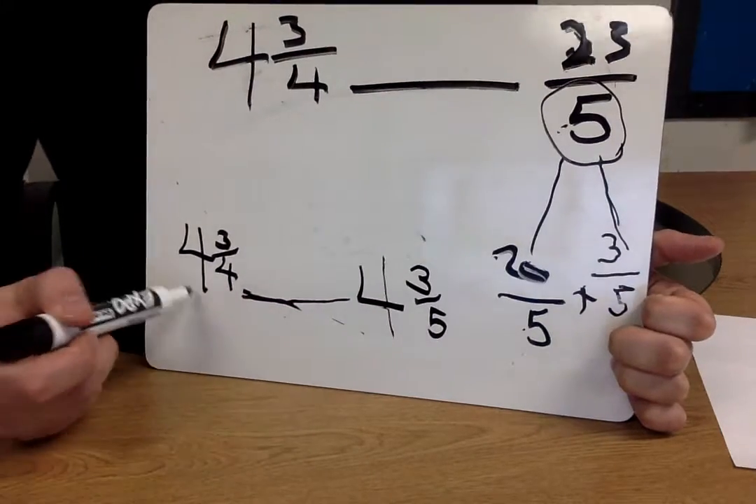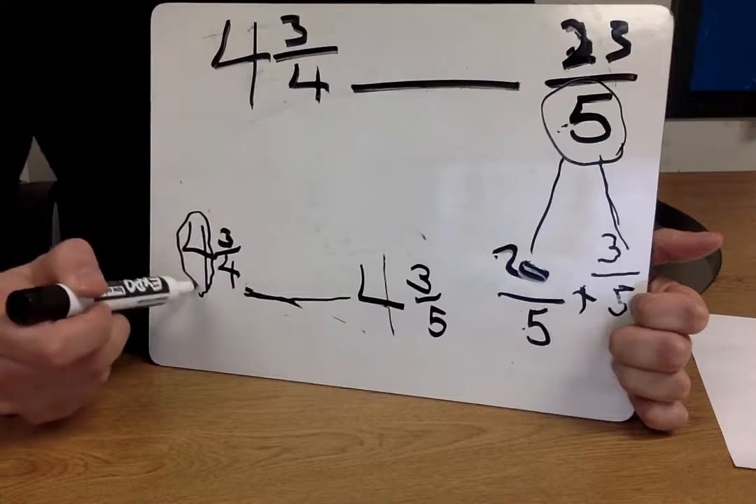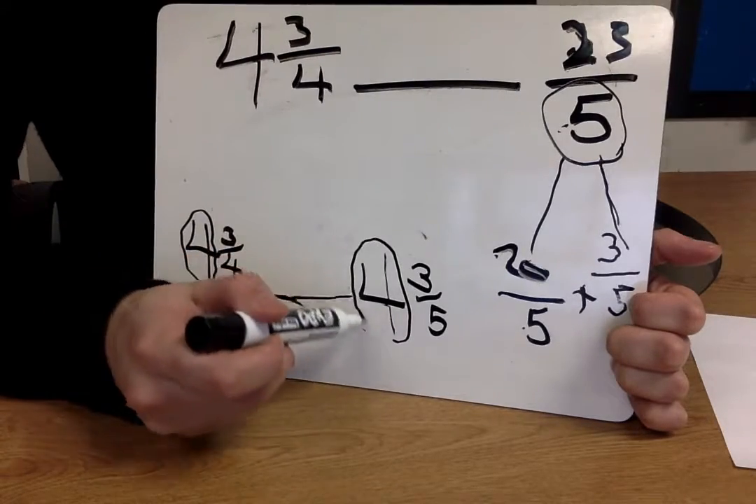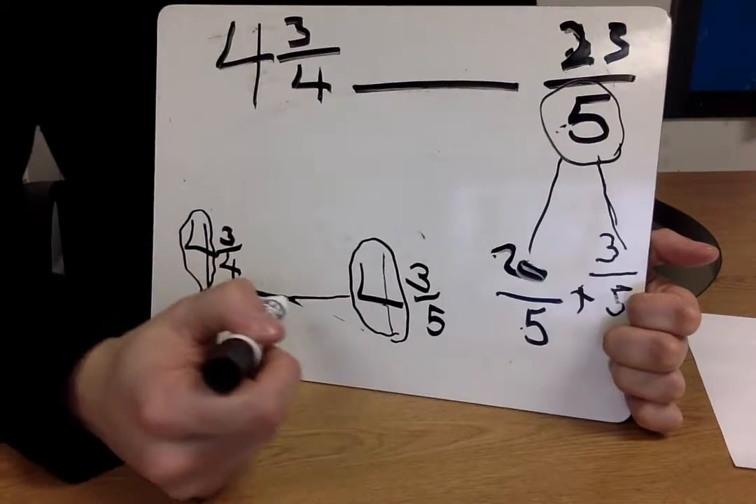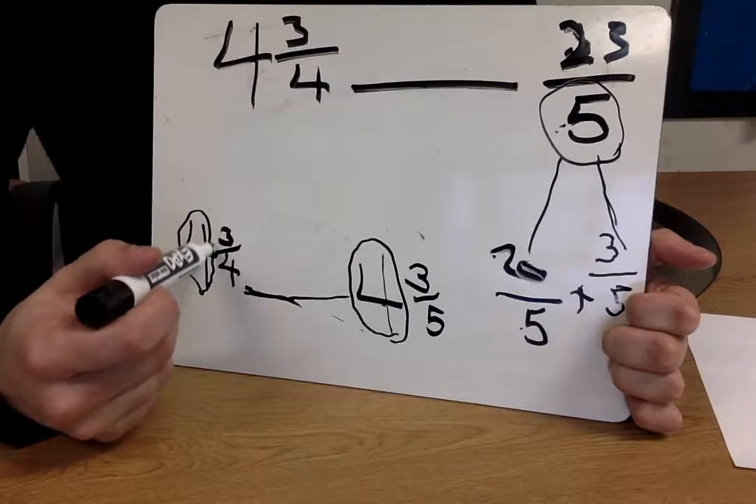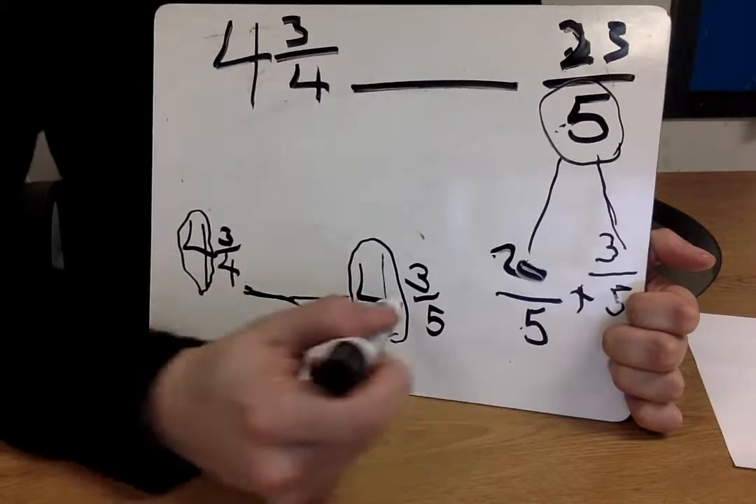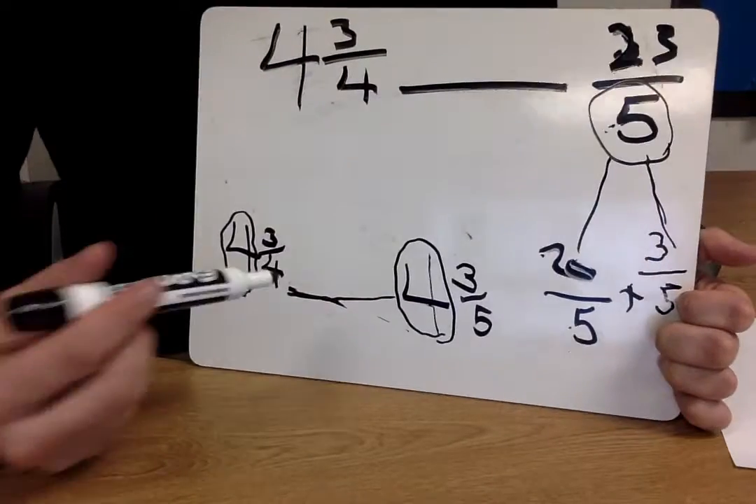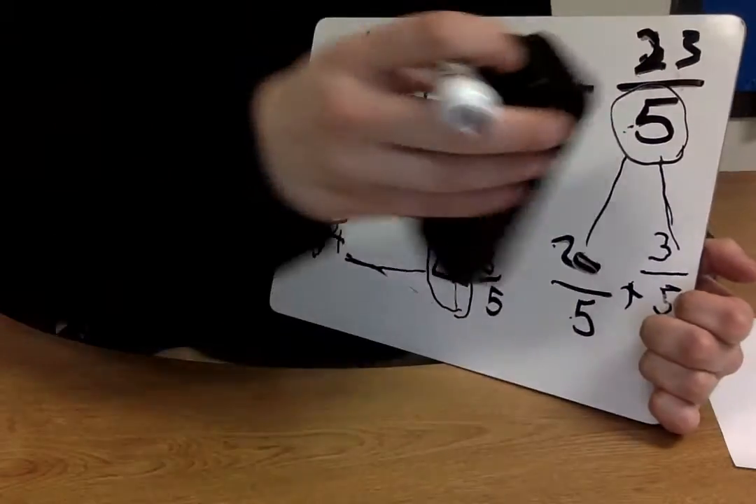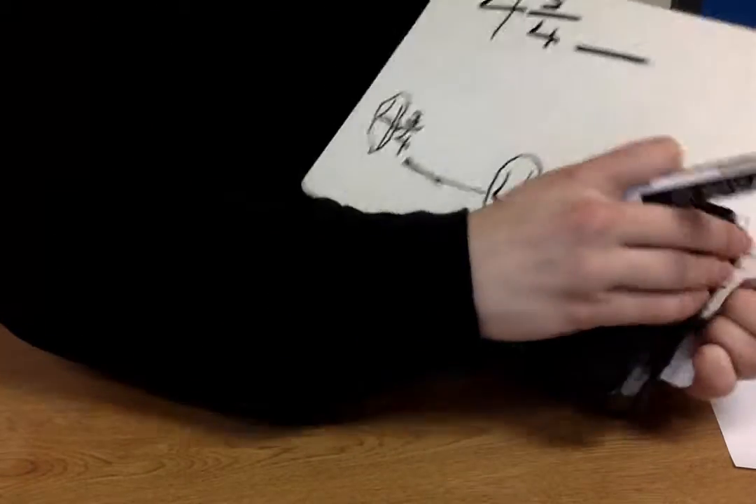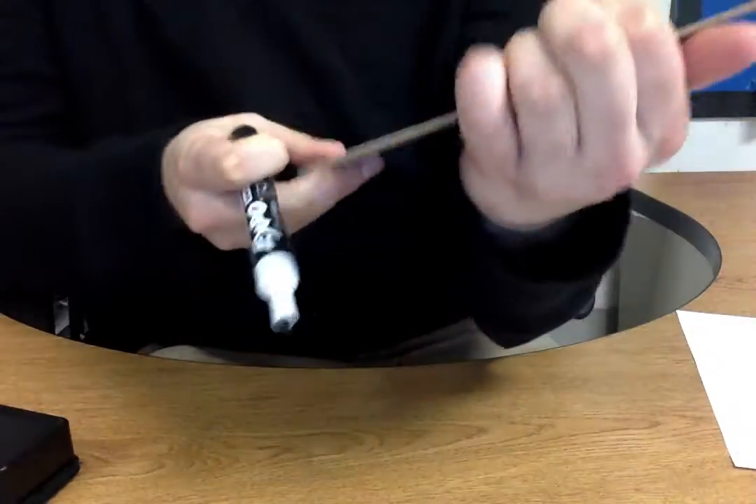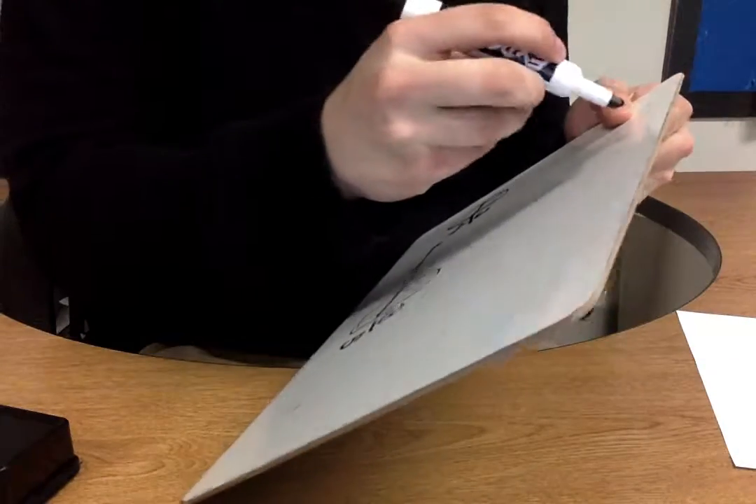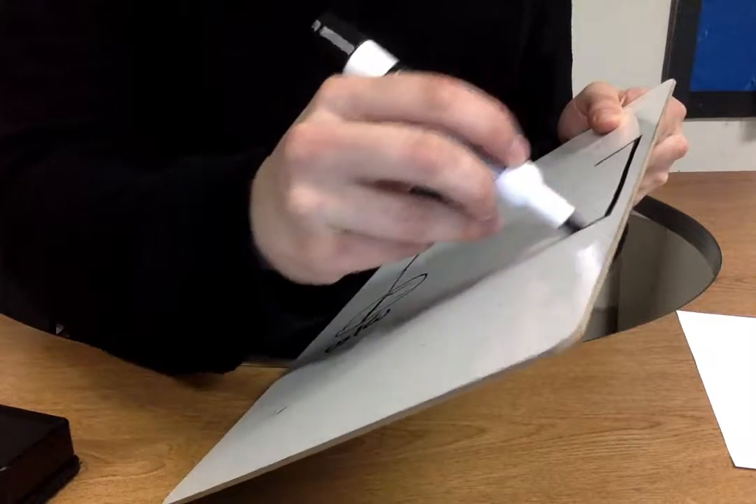Now I can compare. I did that first step. Now I can look at my whole numbers. They're both 4. They're the same. So now I can really focus in on those fractions. 3/4 or 3 fifths. Which one's bigger? Well, again, I have those two choices. I can draw a tape diagram, or I can use my factors and multiplication skills. So I can draw 2 tape diagrams. They have to be the same size.